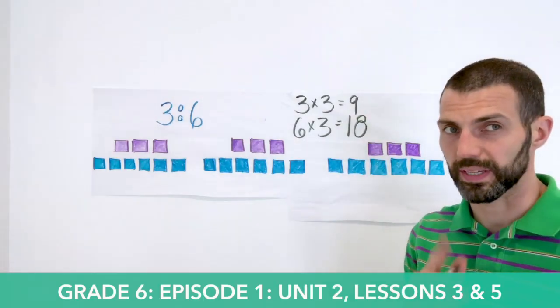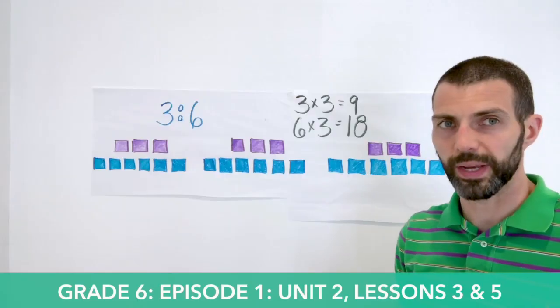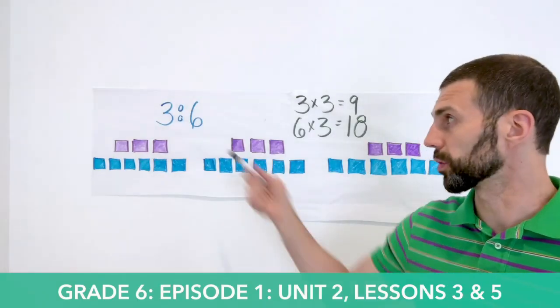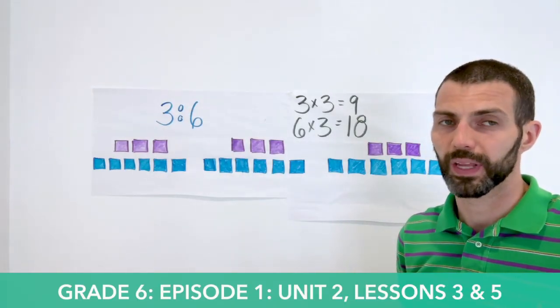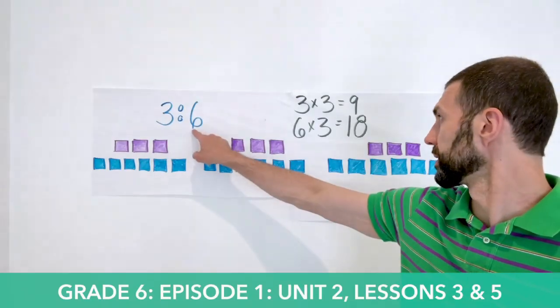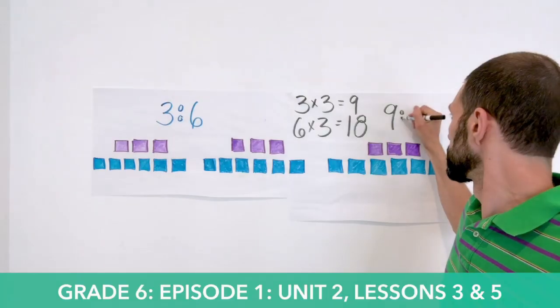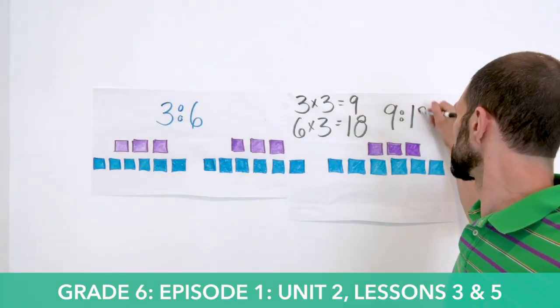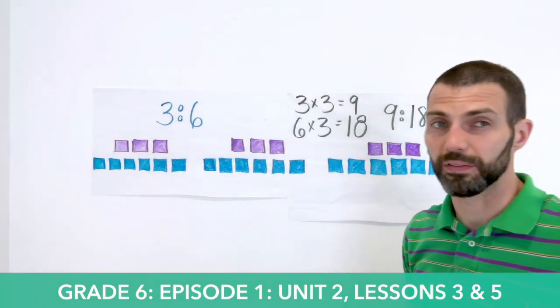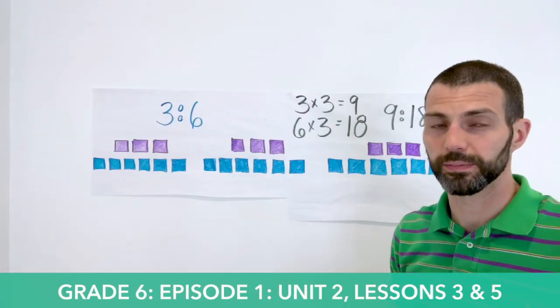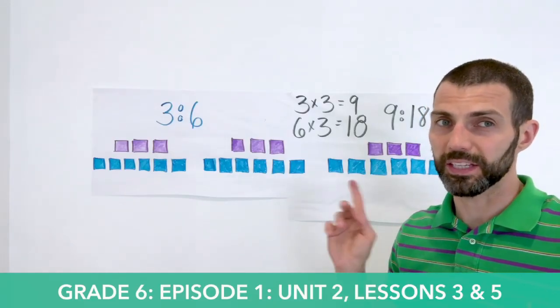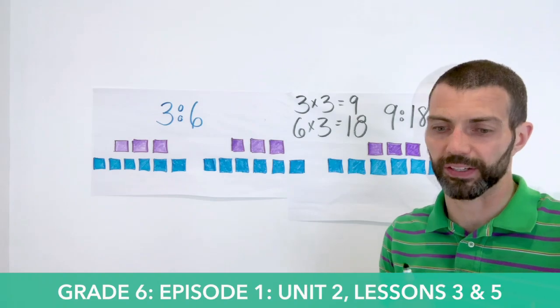And 6 times 3 is 18. So that's my new ratio, which is equivalent to my original ratio. I know that 3 to 6 and my new ratio of 9 to 18 are equivalent because I multiplied each ingredient by the same factor.